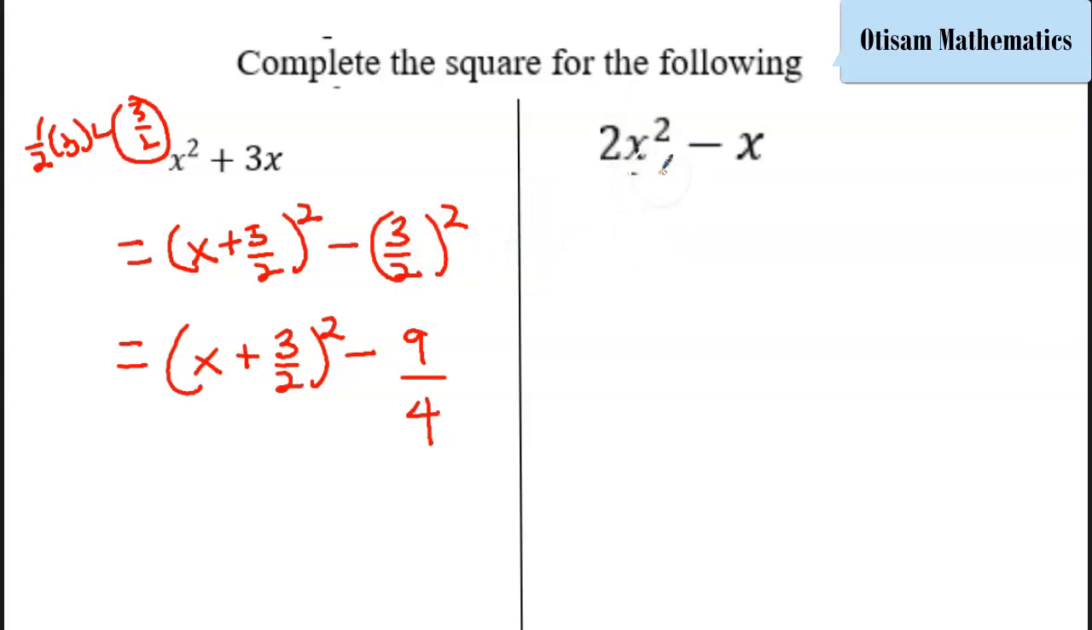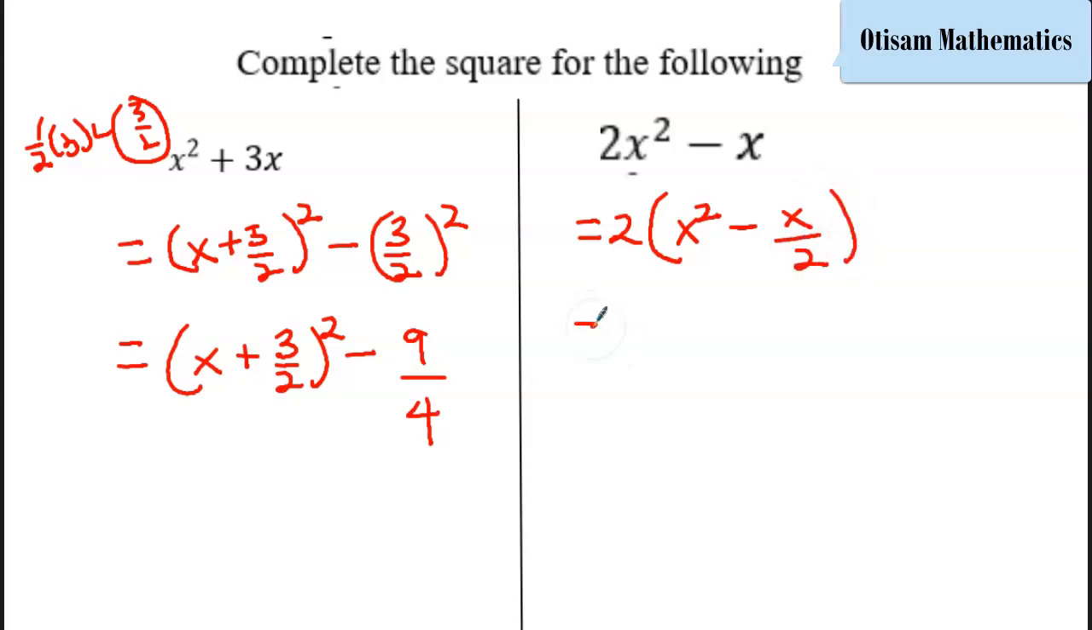Example 2. We have 2x squared minus x. We have to make it a complete square. So first, as I've said, you make sure the coefficient of the first term, that is the variable square, should be 1. So how do you make it 1? This is not an equation, so you can't divide. You need to factorize. So to factorize, you bring the coefficient 2 out, and then you divide the rest of the terms by 2. This time you have the other term divided by 2, so x on 2.